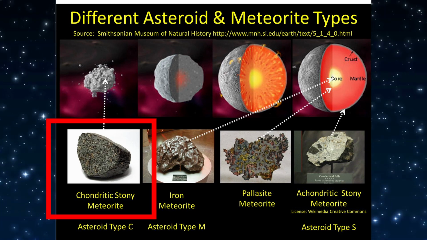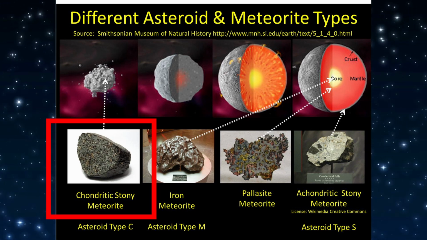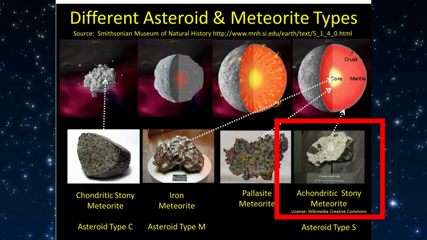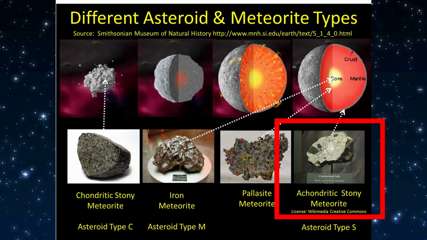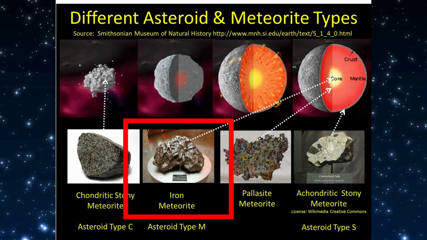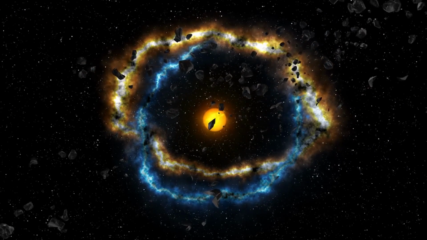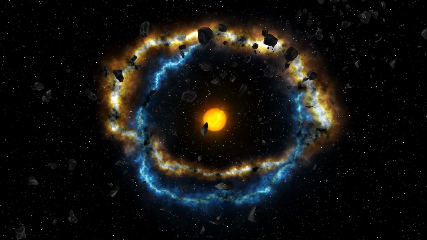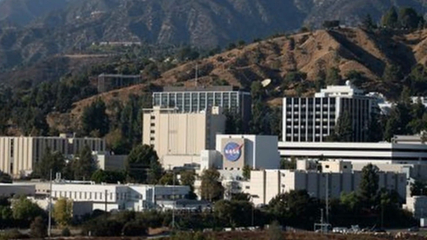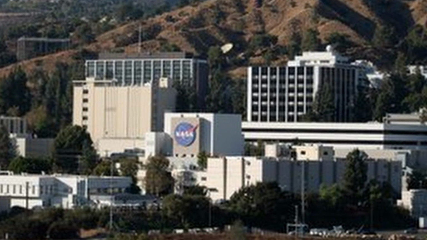A C-type, which is a chondrite, consists of mostly clay and silicate rocks. S-type, which is stony, made of silicate materials and nickel iron, and M-type, metallic, which is made of just the nickel iron. And the composition of asteroids is related to how far away from the sun it was when it formed. All near-Earth objects, including many asteroids, are closely monitored by NASA's Jet Propulsion Laboratory.